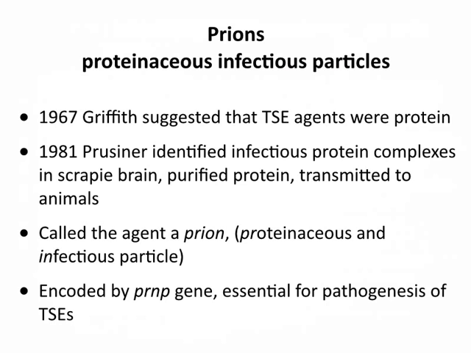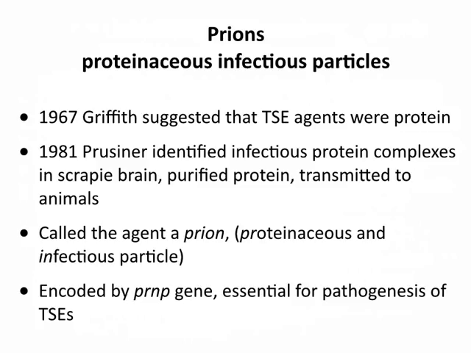So the agent of these diseases are called prions, for proteinaceous infectious particles. As early as 1967, a mathematician named Griffith said these have to be protein because all the data says there's no nucleic acid. But there wasn't any proof for that until 1981.